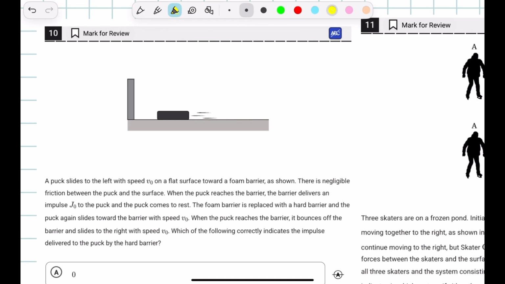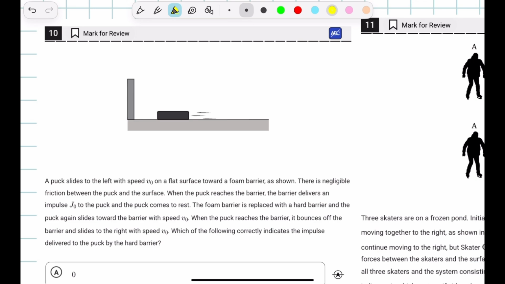A puck slides from the right to the left with speed v initial on a flat surface toward a foam barrier as shown, and there is negligible friction between the puck and the surface. When the puck reaches the barrier, the barrier delivers an impulse J initial to the puck, and the puck comes to rest. The foam barrier is replaced with a hard barrier, and the puck again slides toward the barrier with v initial.